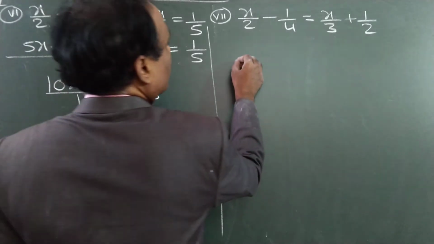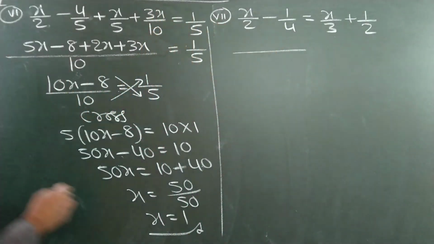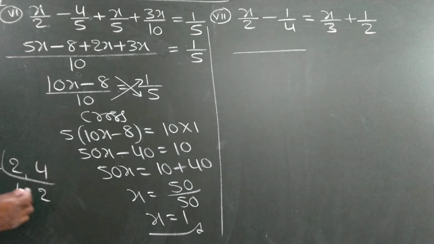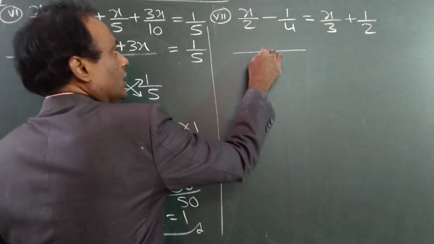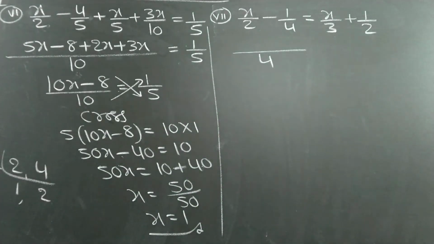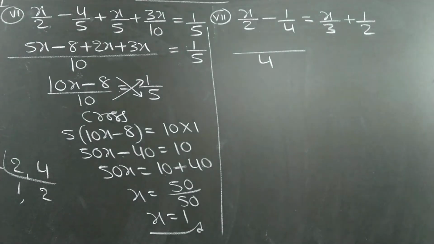Same method. LCM of 2 and 4: 2 one time, 2 two times, so the LCM is 4. See, you have to practice how to take the LCM. Without that, you can't do any operations with fractions. To add or subtract fractions, you compulsorily should know the concept of LCM. Do it and get the answer.